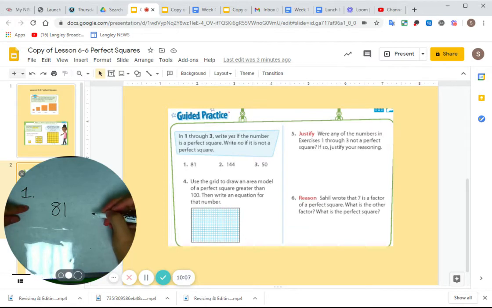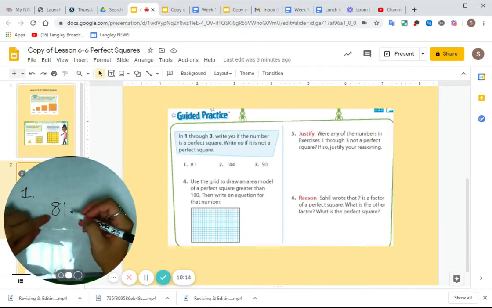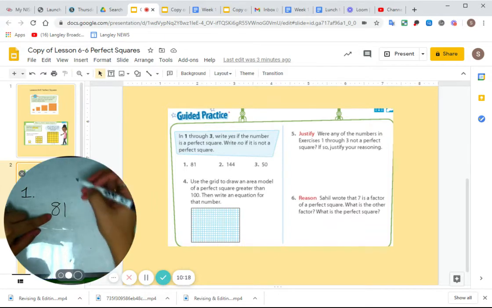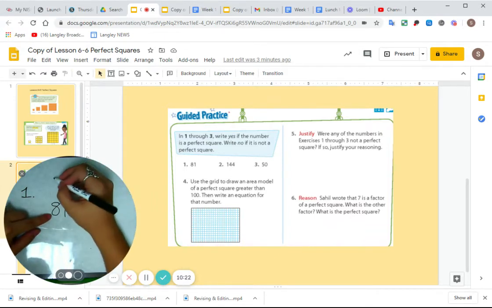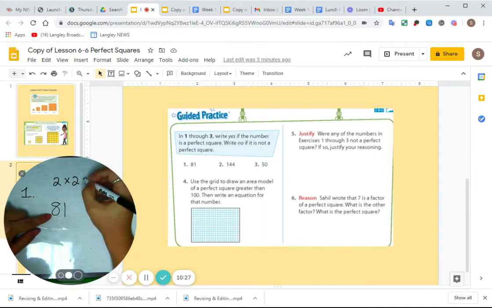they give us the number 81. And they want us to write yes if it's a perfect square or no if it's not. Now, I need to think, with this number 81, is that a math fact that I should know? Is there any number that, when I multiply it times itself, gives 81? For example, do we think that I could multiply 2 times 2 to get 81? We should all be saying no, because 2 times 2 is definitely not 81. 2 times 2 is 4.